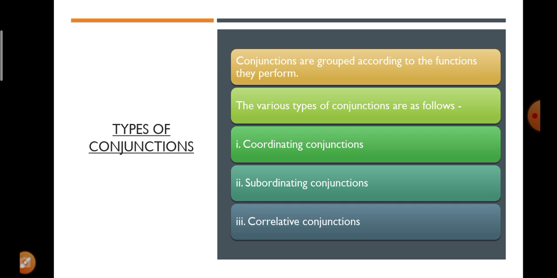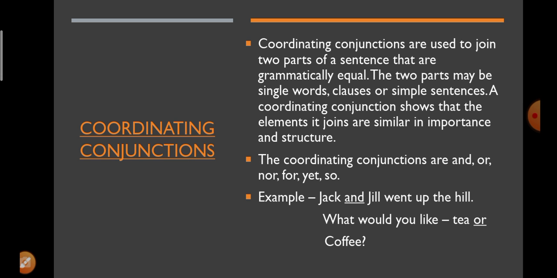Let us move further. There are different types of conjunctions. What are they? Let us look at it. Conjunctions are grouped according to the functions they perform. So, according to the functional abilities of the words, we are dividing conjunctions into different types. The first one is coordinating conjunctions, the other one is subordinating conjunctions, and the last one is correlative conjunctions. Let us look at coordinating conjunctions first.